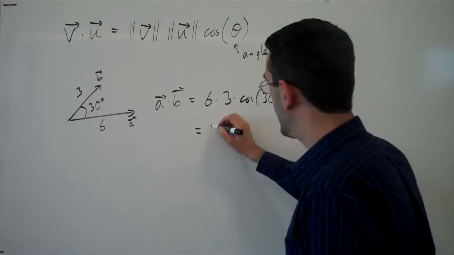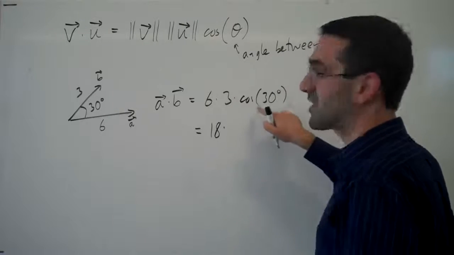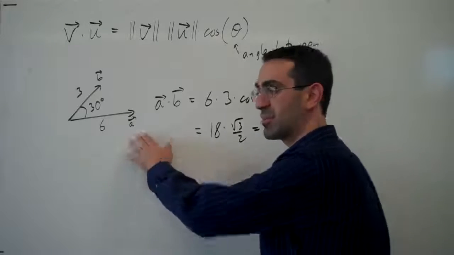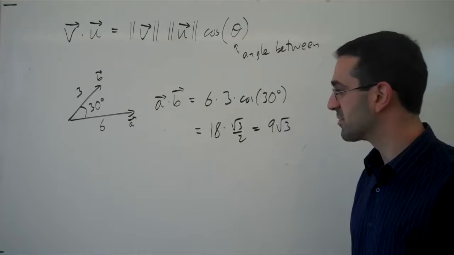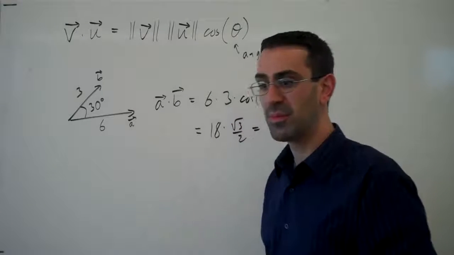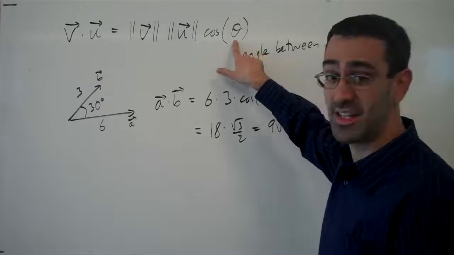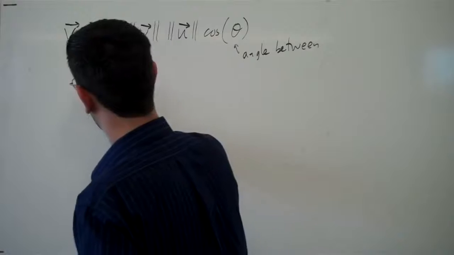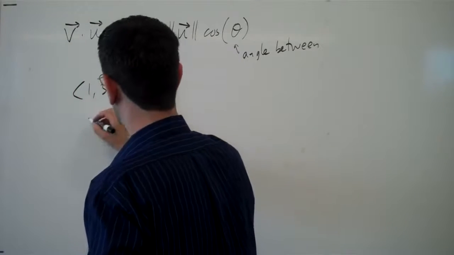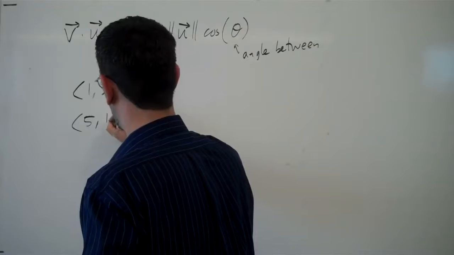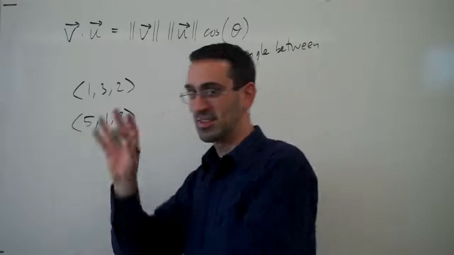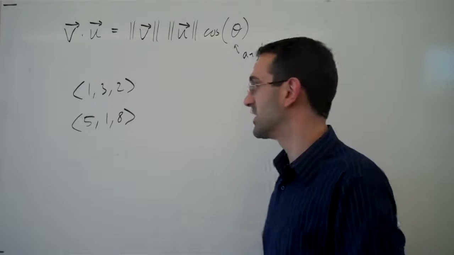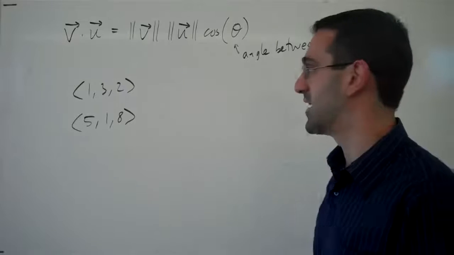So we'd have 18 times cosine of 30, square root of 3 over 2. We'd have 9 root 3 as the dot product of these vectors. Now the real power of this formula is that it allows us to find the angle between vectors. So for example, if I had the vectors 1, 3, 2 and 5, 1, 8, it's hard to imagine in three-dimensional space what the angle between those two vectors is going to be. But using the dot product, we can find it.